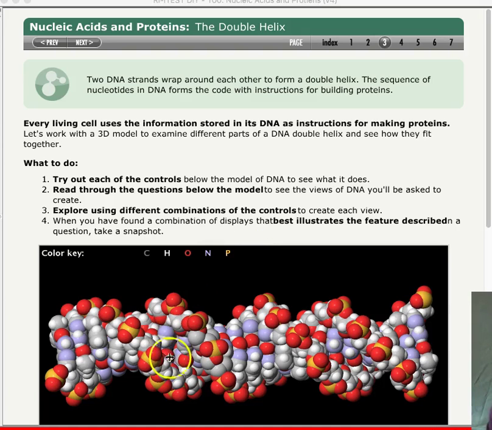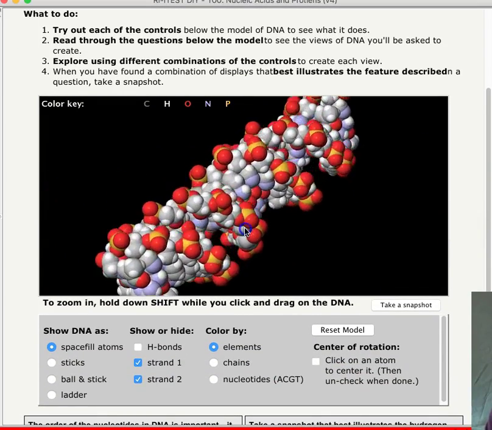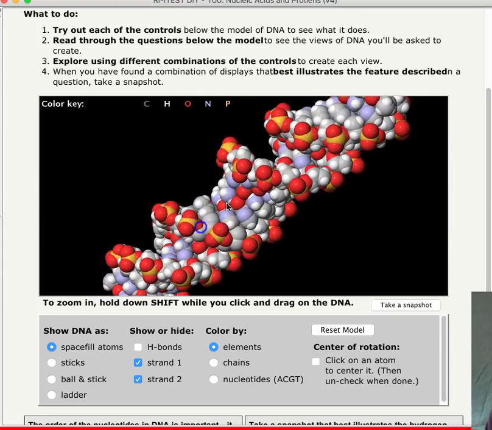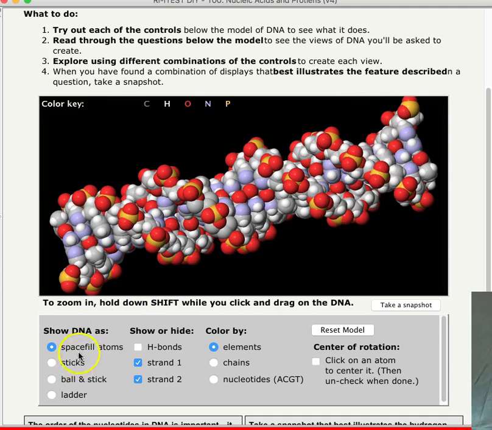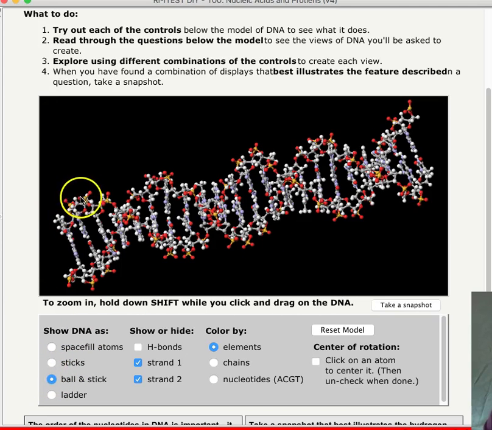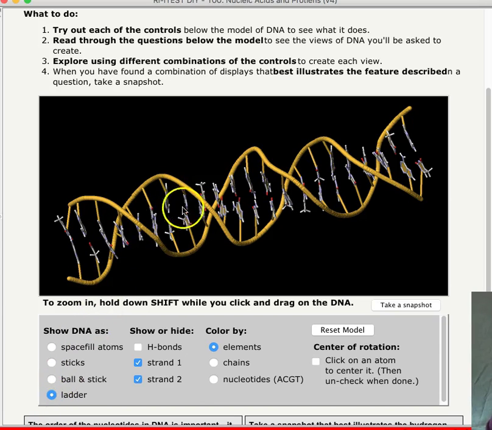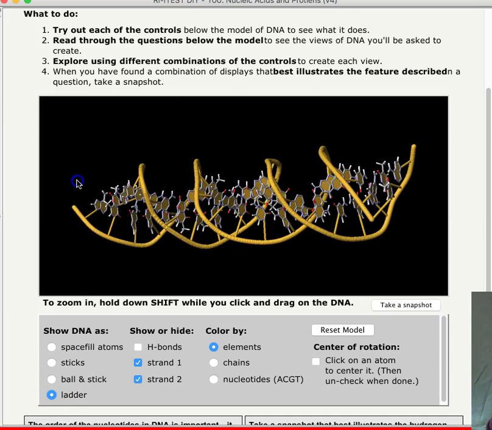So let's translate that to this molecular model here. Here's the space-filling atoms, the atoms taking up space with their electrons. That's not especially helpful, so let's mess around with some of the other models. We can do sticks, we can do balls and sticks, which represents the atoms and their bonds. We can do just a ladder to simplify things a little bit, where the sugars and the phosphates, the things that are the same in all the nucleotides, are just represented as yellow, and then you can see the bases in there. That's helpful for showing the hydrogen bonds.